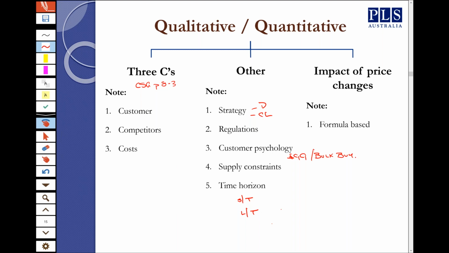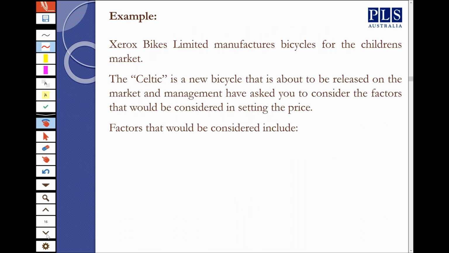I'd also note, however, from a quantitative level, pick up on your price change logic. But just before we get to that, even if I was to give you something as simple as Xerox Bikes manufactures bicycles, the Celtic is a new bicycle that is about to be released on the market, and management have asked you to consider the factors that would be considered in setting the price. Now, in this instance, and again, if I try to keep it simple, I would like to think if you're looking at the Institute's material, you can automatically go, well, I'd talk about cost, I'd talk about customer, I'd talk about competitor.